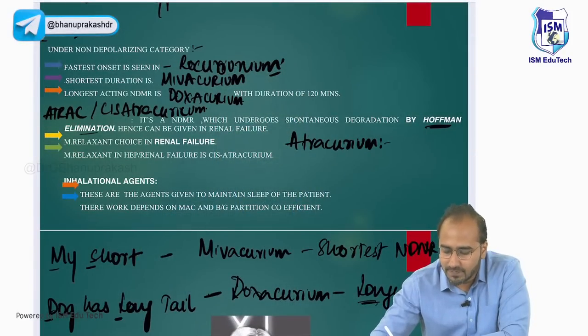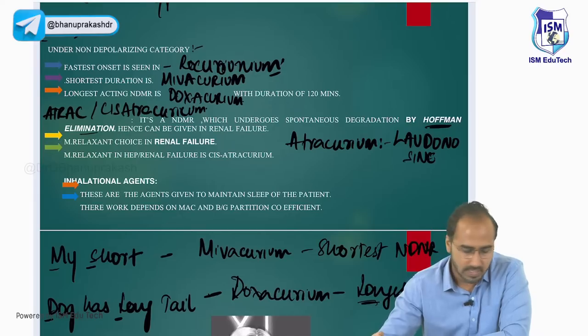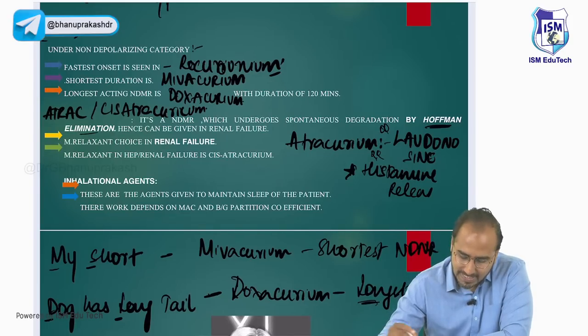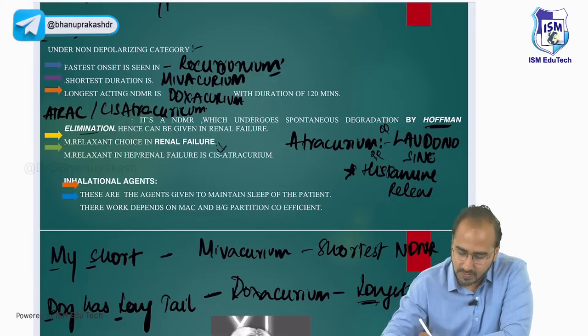Atracurium was having some side effects. What were the side effects of atracurium? It produces a compound called laudanosine. One more side effect of atracurium was histamine release. Due to these two side effects, nowadays atracurium is not the first choice. The first choice of muscle relaxant that could be given in renal failure as well as hepatic failure is cisatracurium.